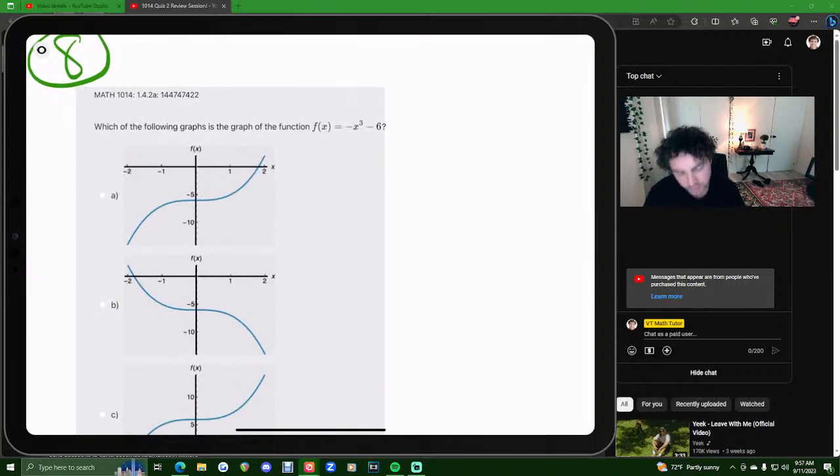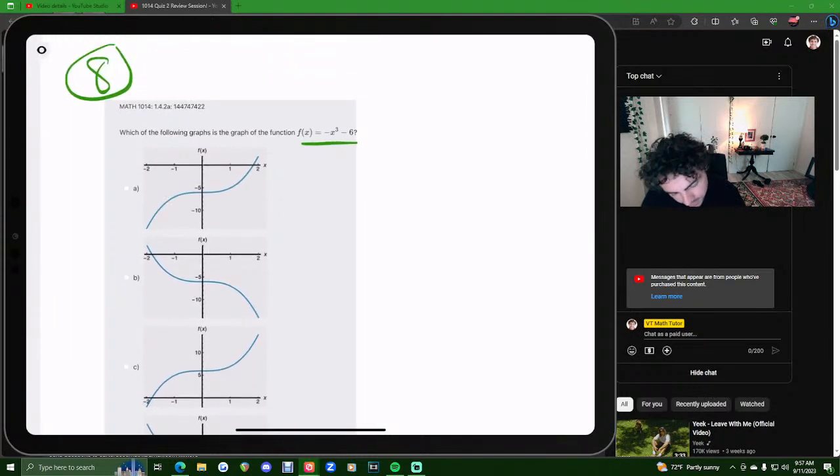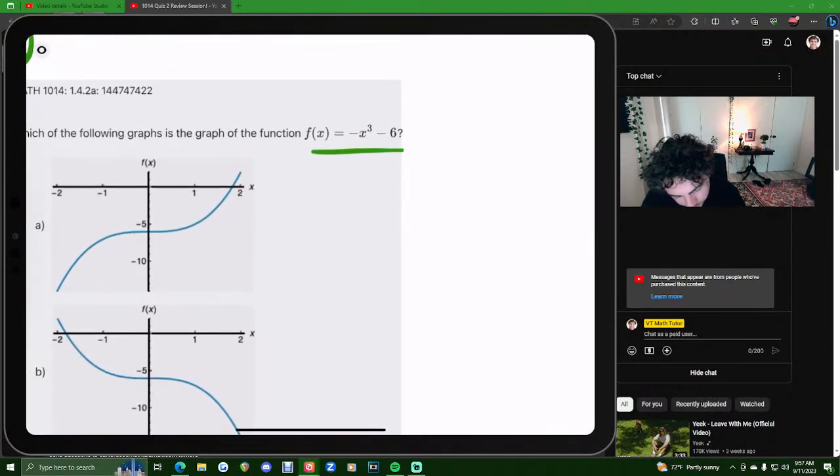They say, which of the following graphs is the graph of this function here? Negative x cubed minus 6. So you can take a couple different approaches here. I might start with the y-intercept approach. The y-intercept approach is plug in x equals 0, and whatever y value you get will be the y-intercept for the function.